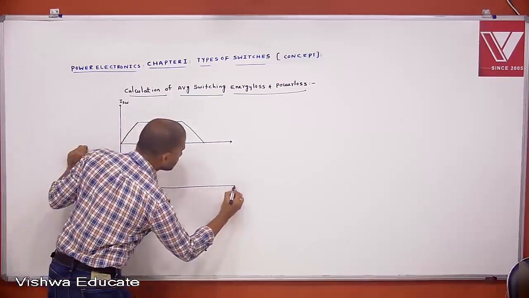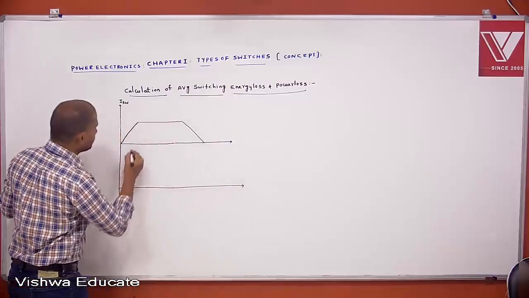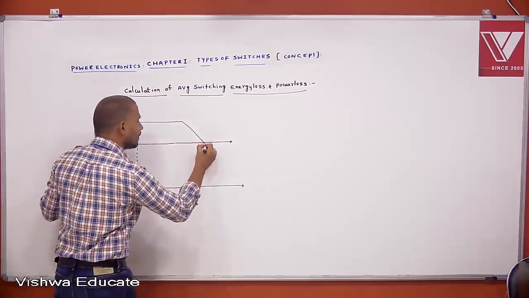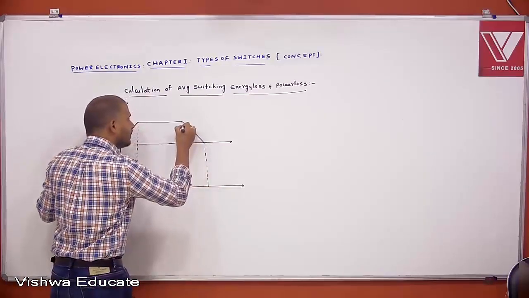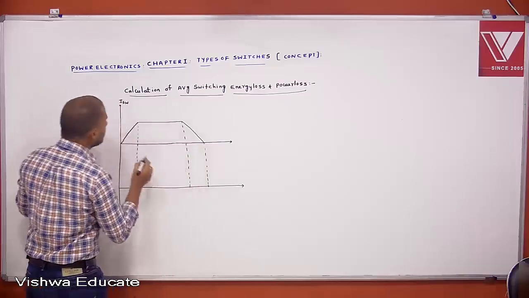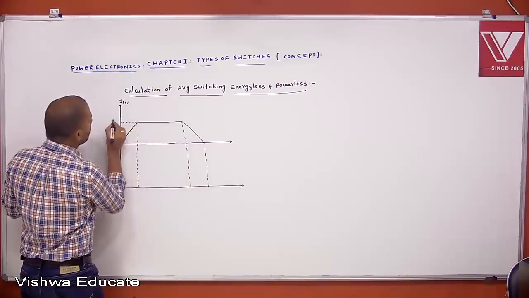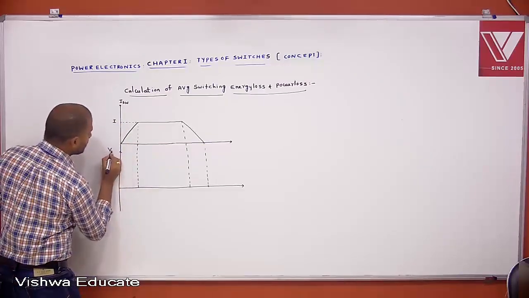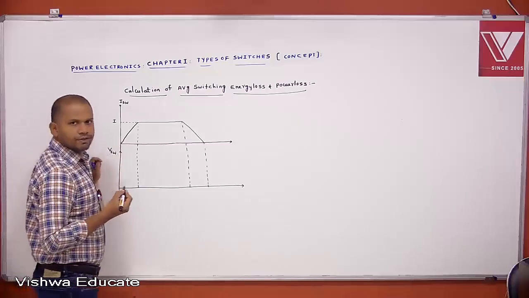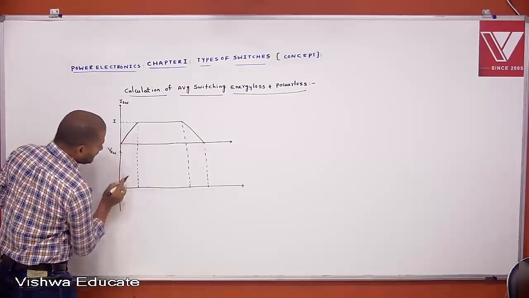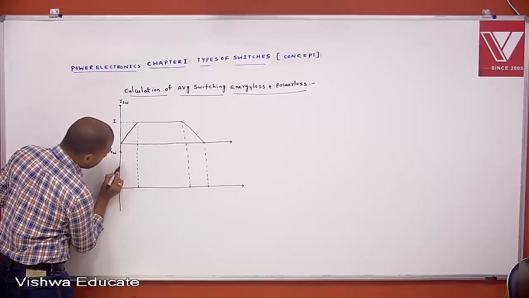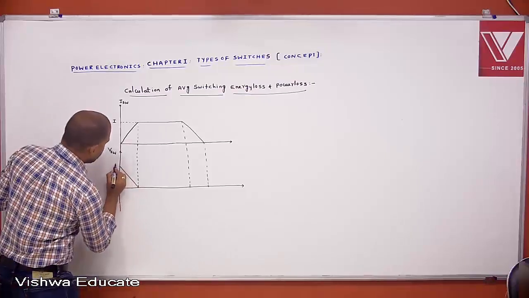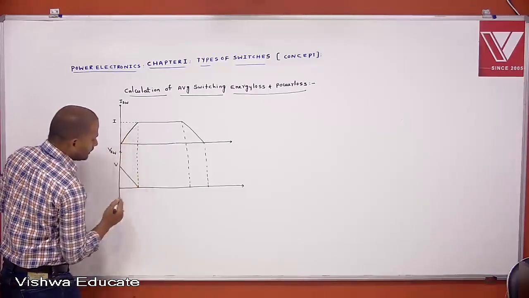Let the voltage across the switch be VSW. Let the amplitude of this current be I. Now, if the current is rising, what about the voltage? Falling. Voltage is falling. Let this be V, because it is on condition.